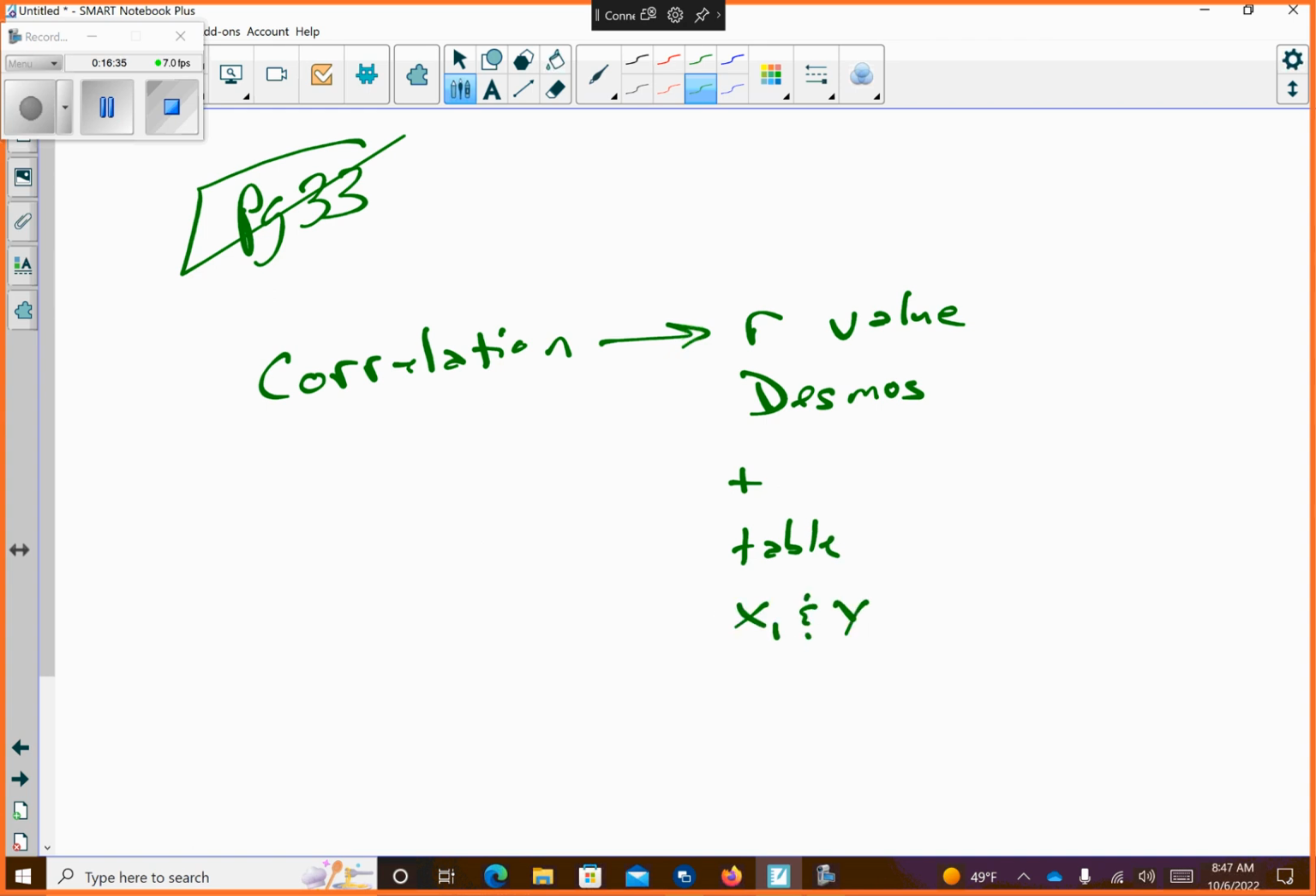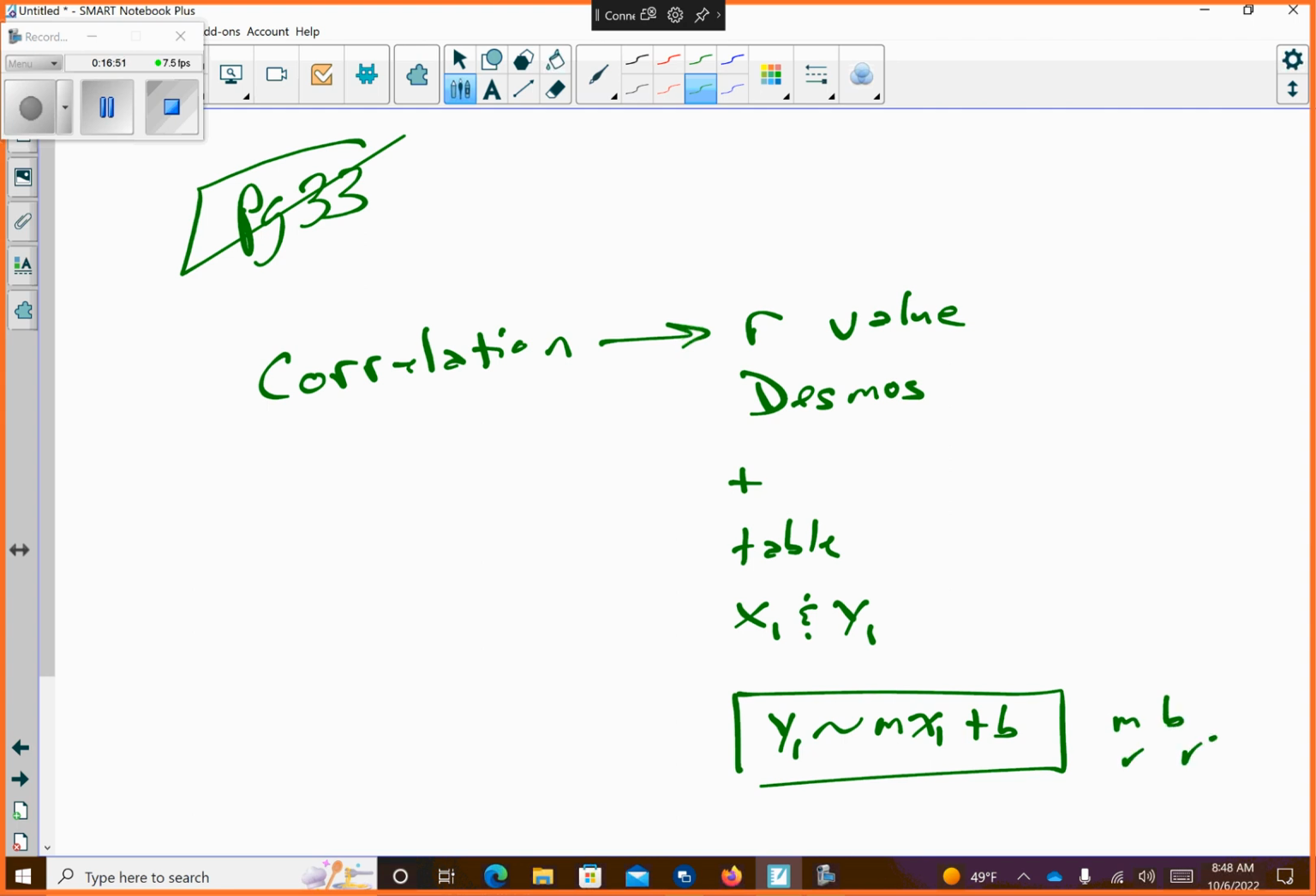It might be X1 and Y1. And then your next line down, the next box below that, you go Y1 tilde M X1 plus B. And this below, it'll tell you what M, B, R, and R squared are. You can ignore R squared for now, but it gives it to you regardless.